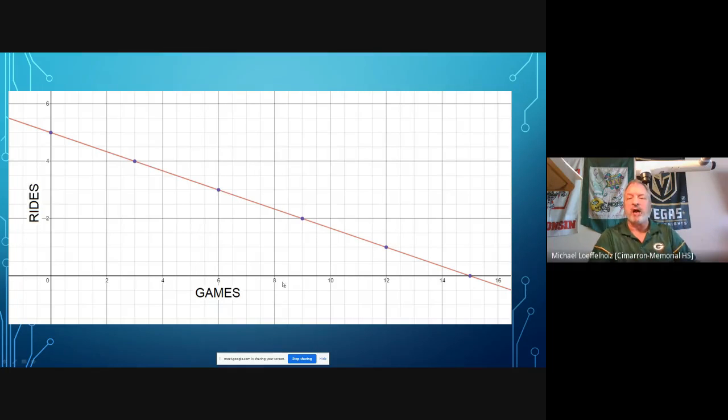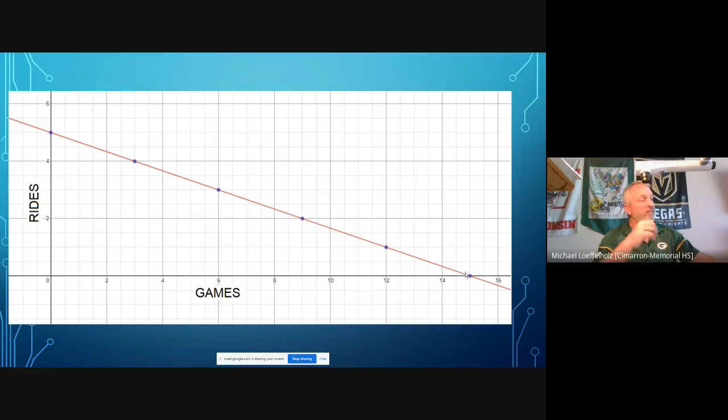Now, what we're going to do today, we're going to graph. We don't need all those in between points. All we really need are the x and y intercept. We only need these 2 points right here: 5 rides and 0 games, and 0 rides and 15 games. Because it's a straight line, all I have to do is take a ruler and draw my line, and I'm done. So we're going to easily be able to go through this today.